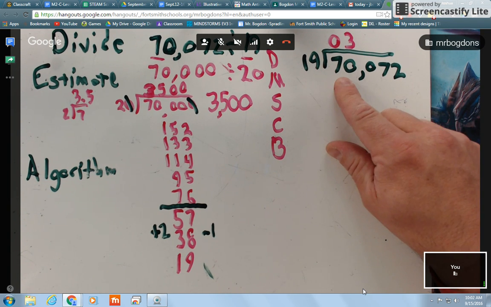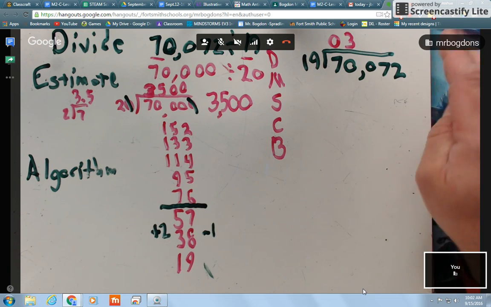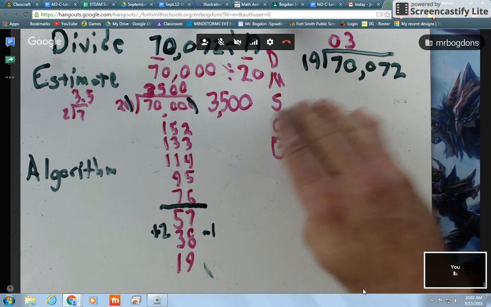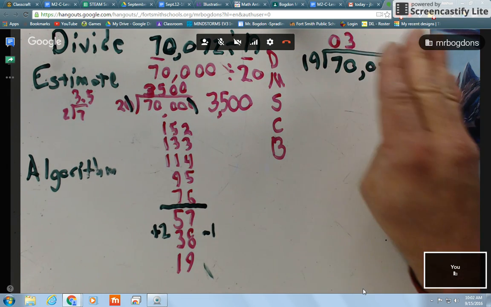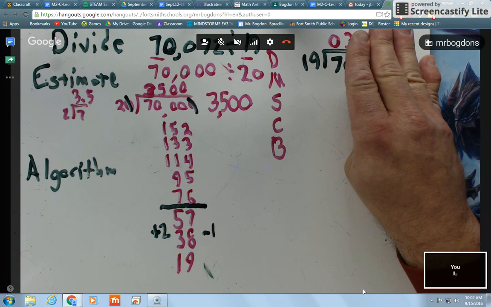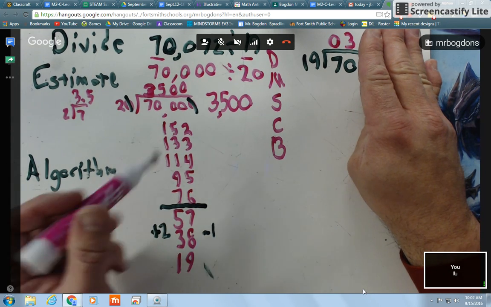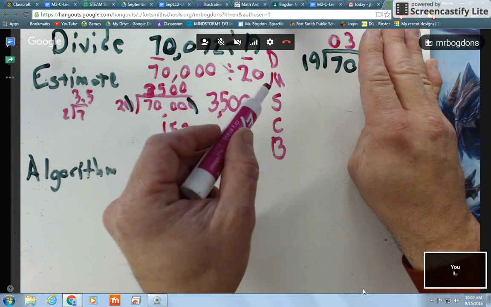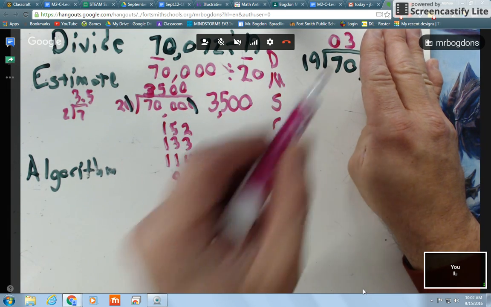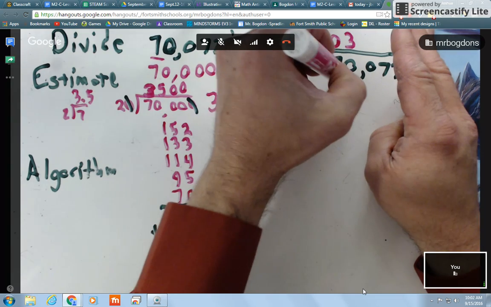So now I divided 70 by 19. Notice how I'm ignoring everything else. I'm not looking at this whole problem getting overwhelmed. I'm looking at the smallest problem possible. What is 7 divided by 19? 0. Okay. What is 70 divided by 19? 3. So now I have to multiply. What is 19 times 3? 57.